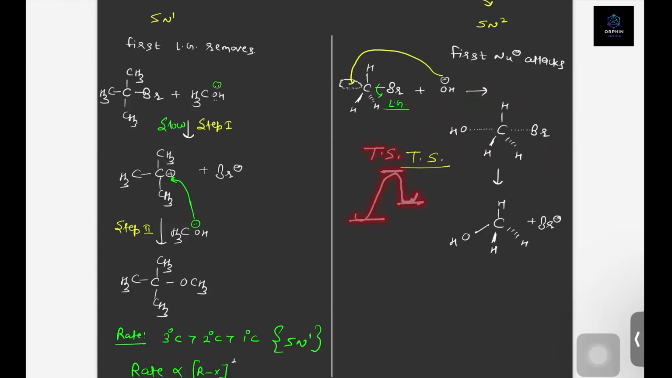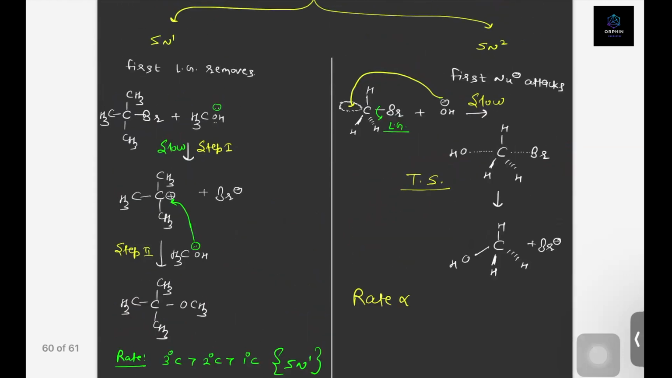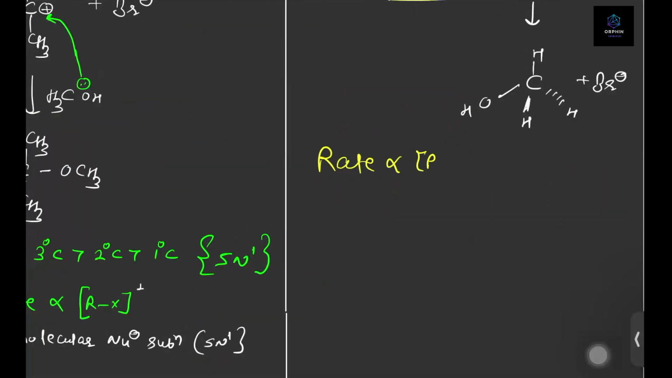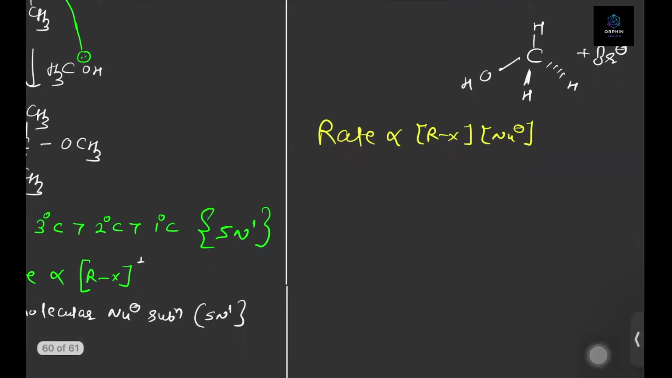Here, as there is only one step, this is the slow step, and rate depends on the slow step. So rate is directly proportional to the things coming in the slow step. Both nucleophile as well as the reactant are coming. So rate is directly proportional to the alkyl halide as well as the nucleophile. Both have power one, so the order of the reaction is 2.